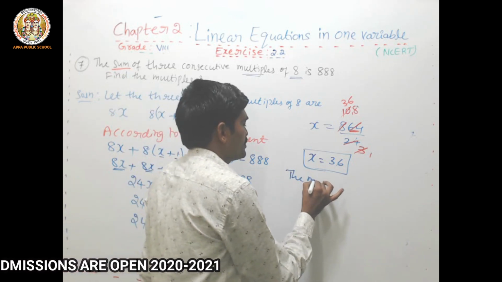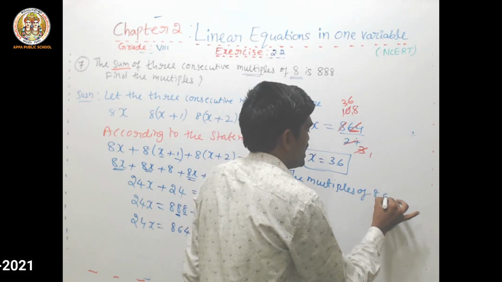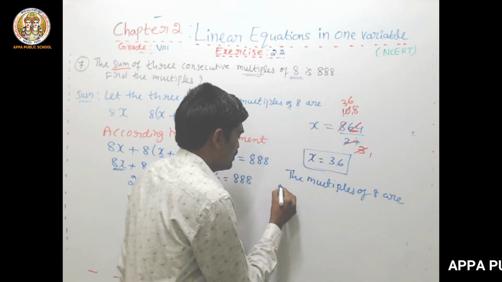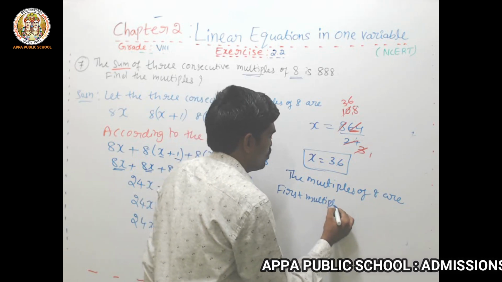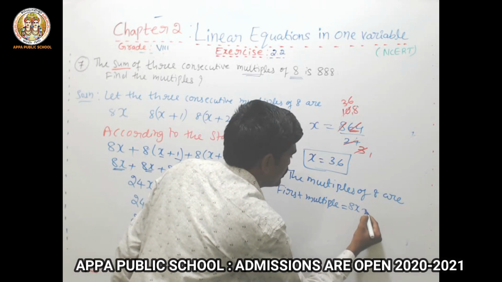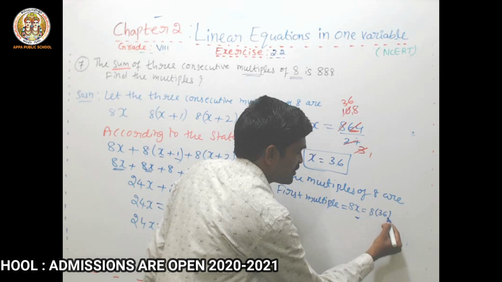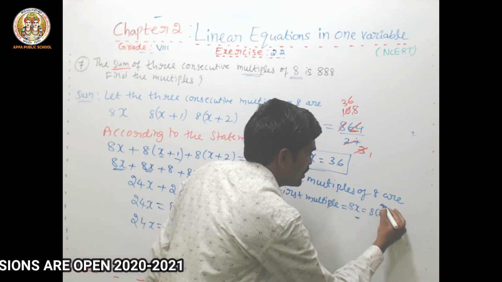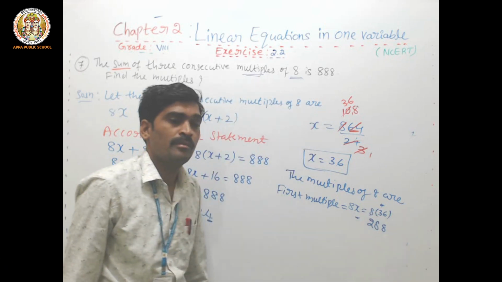The multiples of 8 are, first multiple, what we consider, 8x, 8 into 36. 8 6 is 48, carry 4, 8 3 is 24 plus 4, 28, you will get 288.